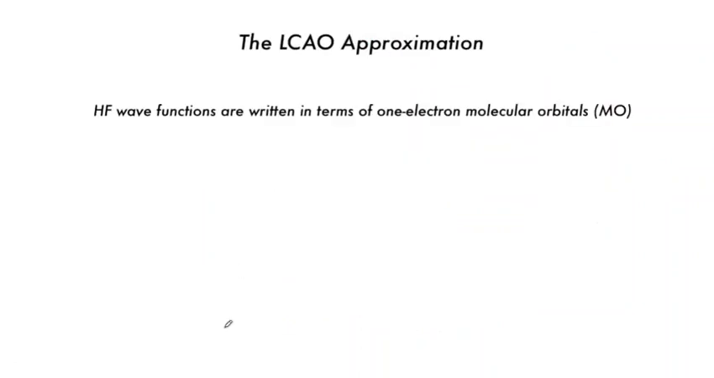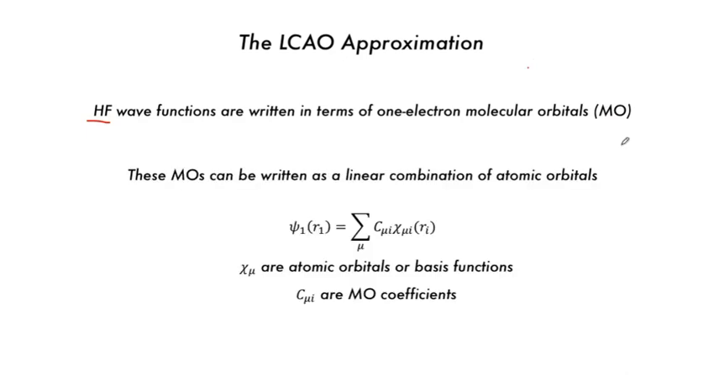So the LCAO approximation, the linear combination of atomic orbitals approximation. This is kind of fundamental to molecular orbital theory in organic chemistry, and also you'll talk about it, I'm sure, a lot in the quantum chemistry lecture. So Hartree-Fock, HF, that's what this HF stands for. It's not hydrogen fluoride. Wave functions are written in terms of one electron molecular orbitals, MOs. So these molecular orbitals can be written as linear combinations of atomic orbitals. So this is how we get on to molecular orbitals.